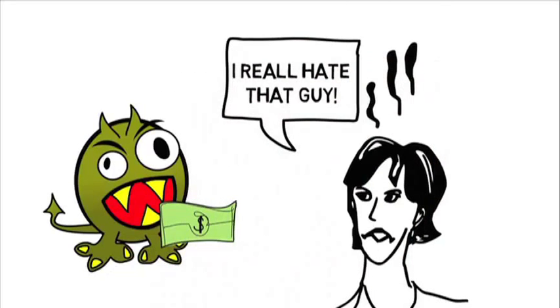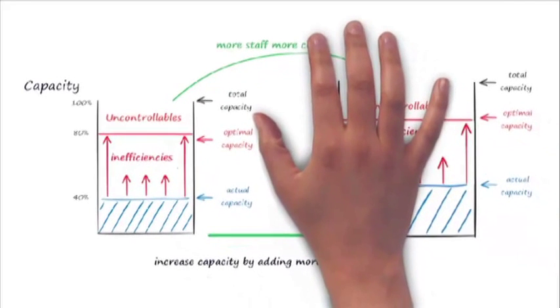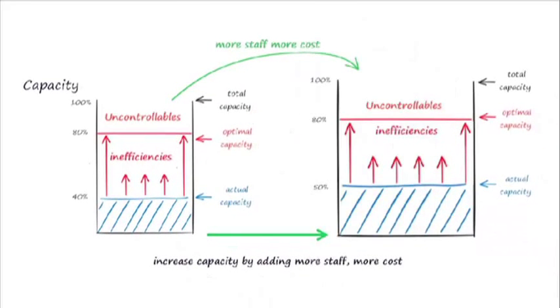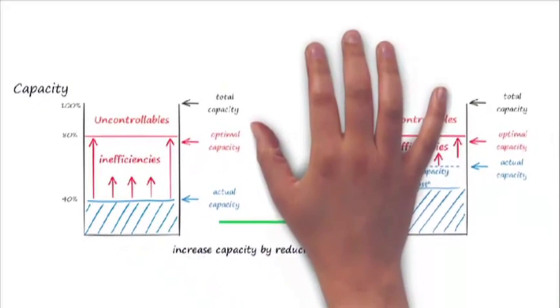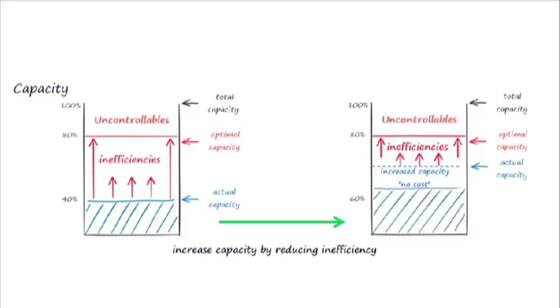Joan has 2 options. Option number 1: increase the business capacity by adding more staff, but this will also increase her overheads. Option number 2: Joan can reduce the inefficiencies in her bookkeeping business, which increases the capacity without having to increase her overhead. Think about your business when you look at these questions.